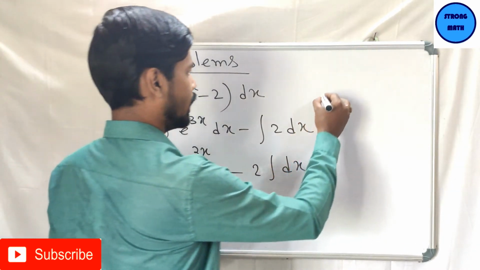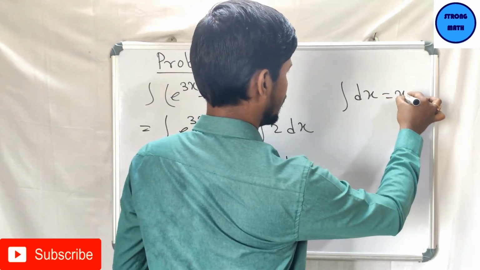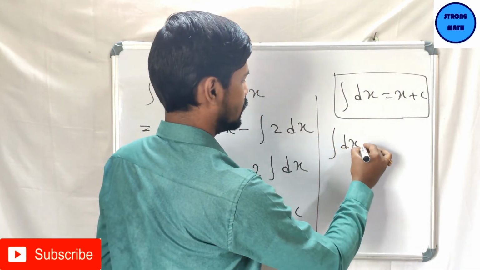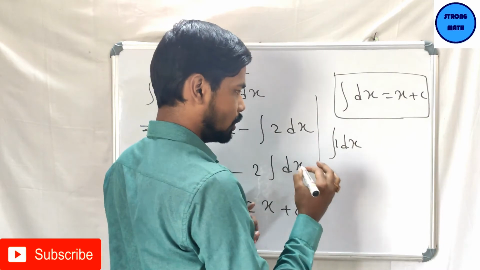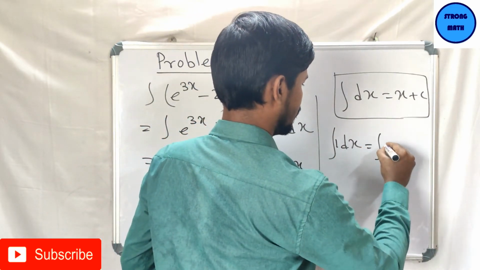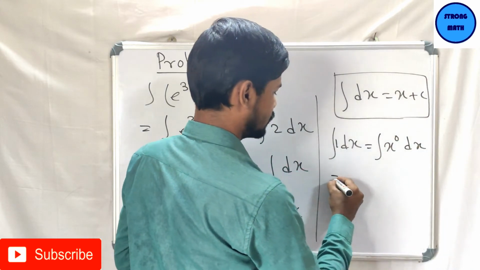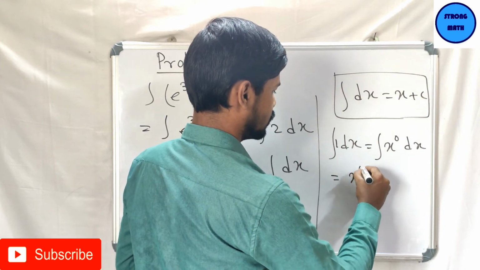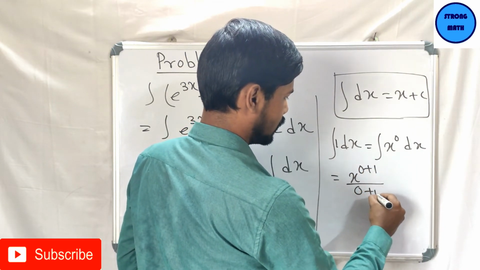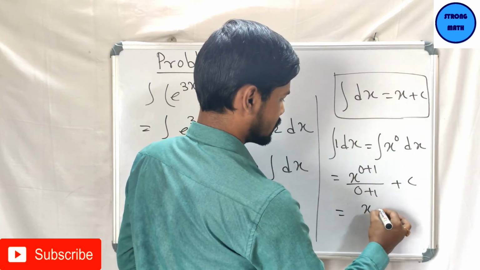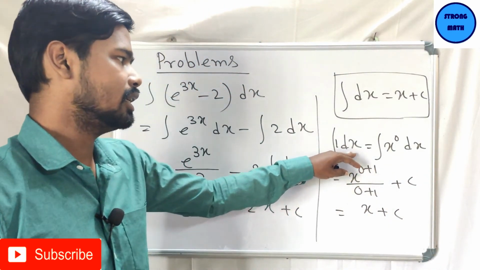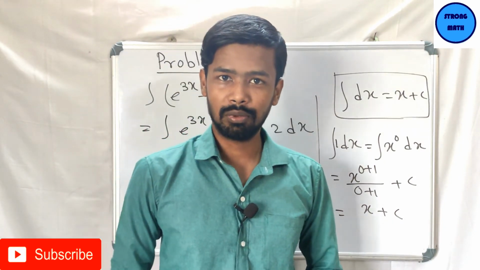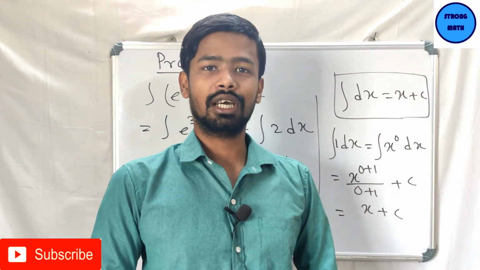Now you have to remember why integration dx is always x plus c. Why? Look, if we integrate dx, then 1 is present. We are integrating 1. 1 means we can write x to the power 0 dx. Now apply the first rule, then integration x to the power 0 gives us x to the power 0 plus 1 by 0 plus 1 plus c. This equals x plus c. That's why integration dx is x plus c all the time. So you have to memorize all the formulas for your calculation of integration.